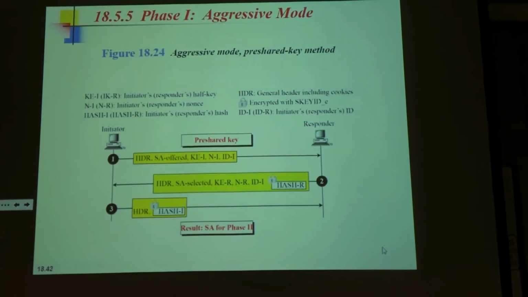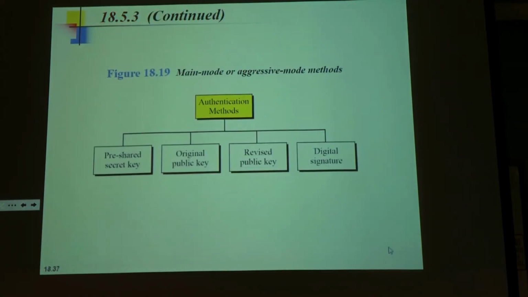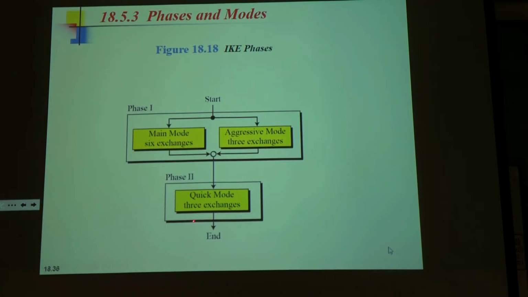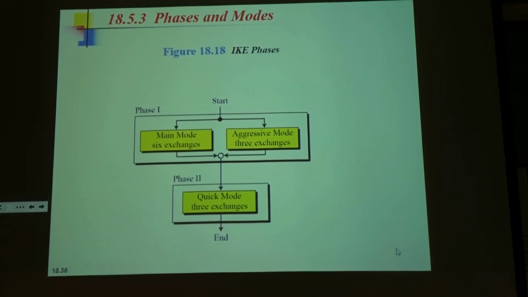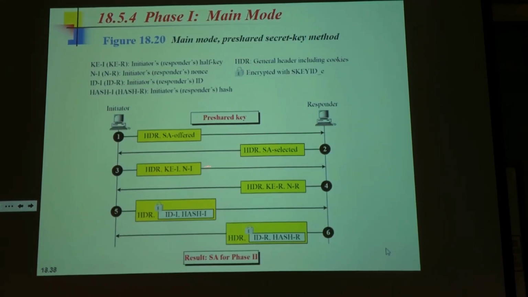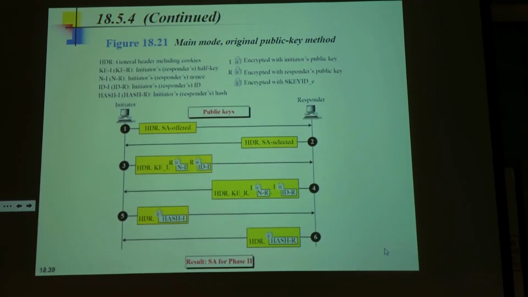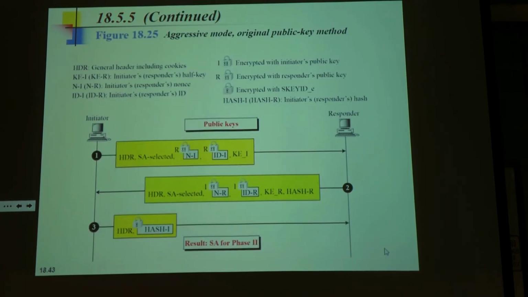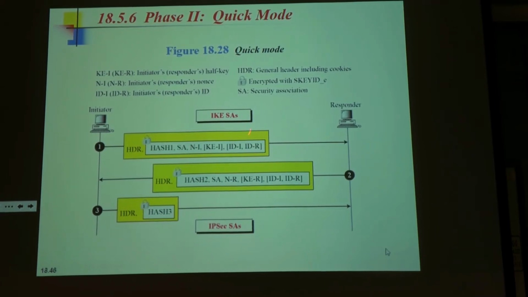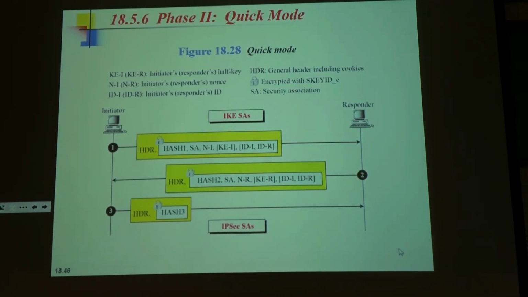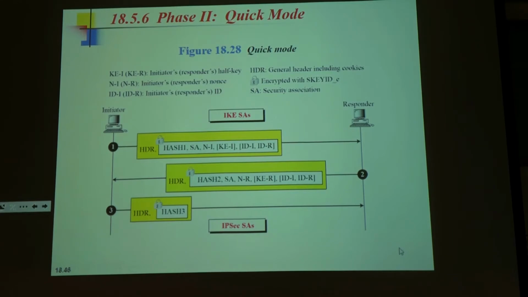Where's the quick mode? Which is in phase 2. In phase 2, you already have the initial keys. All right. Please go through that. You'll understand it. We don't have time. We have a few minutes. Okay. And phase 2 will be quick mode. So now you create the security association, which includes what? The secret key. Alright?